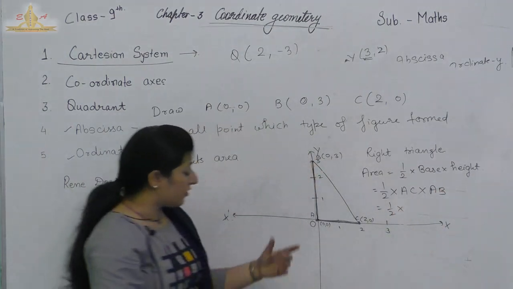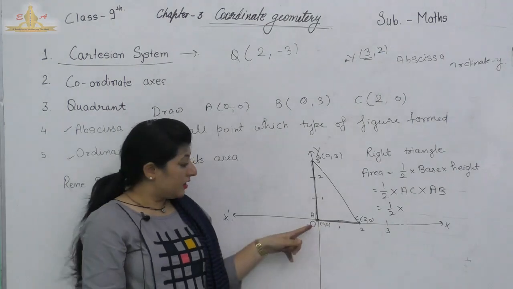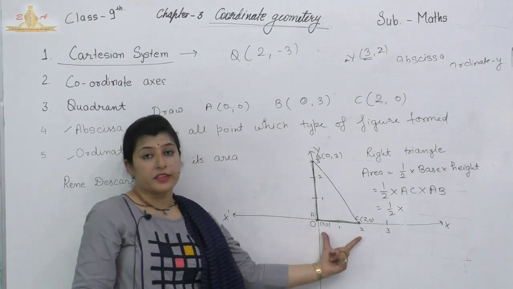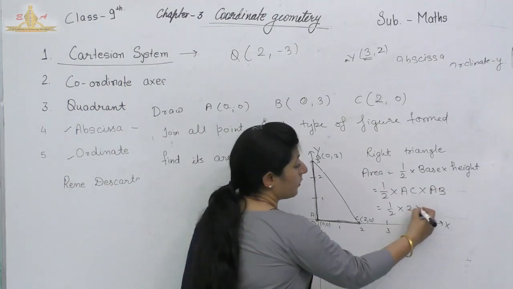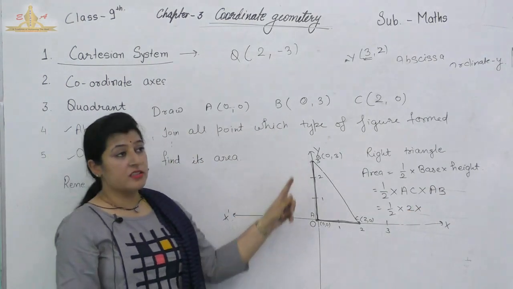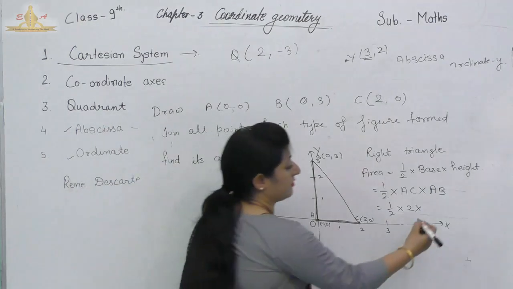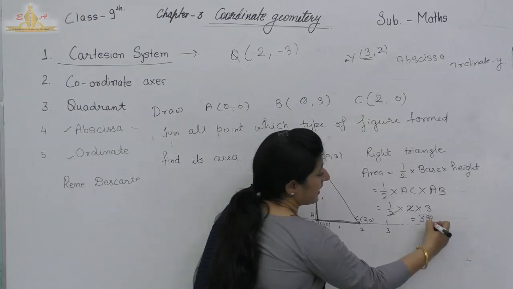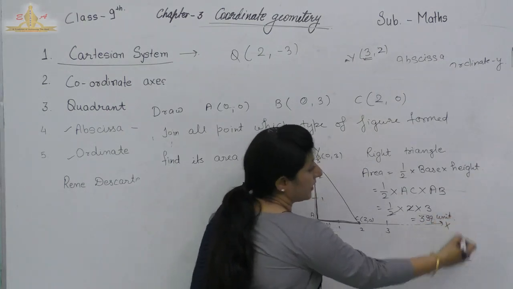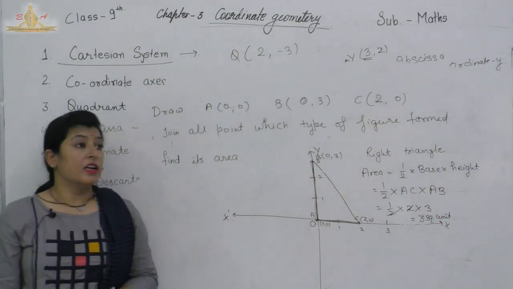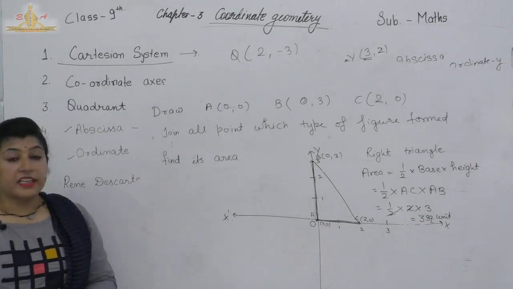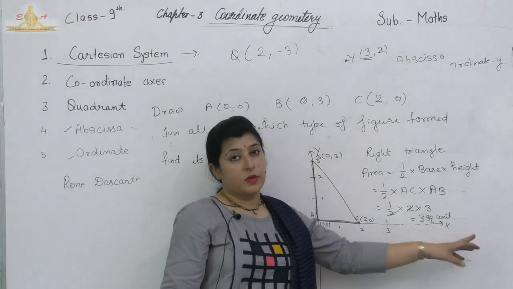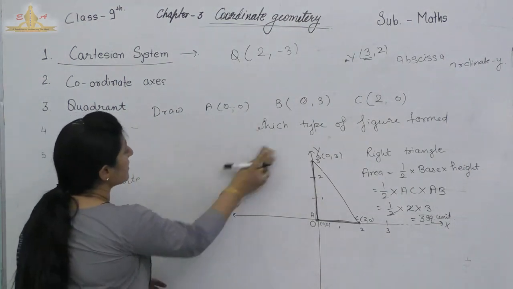What is the value of AC? This lies on the x-axis, then we can say this is 2 units. Multiplied by 2, and AB is 3 units. 2 and 2 cancel, then our answer is 3 square units. What is the area of the right angle triangle? That is 3 square units. Okay, we will discuss more questions.